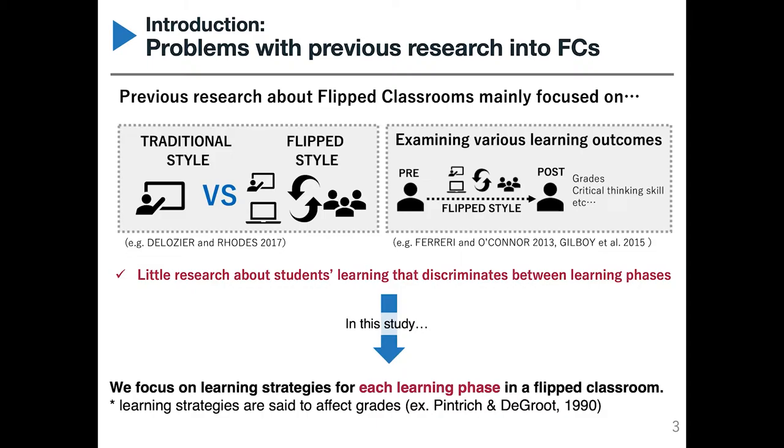But previous research mainly focused on comparing traditional teaching styles versus flipped teaching style, or comparing various learning outcomes. So there is little research on students' learning that discriminates between learning phases. Considering this distinction will explicate necessary spots in each learning phase in order to enhance students' understanding throughout the flipped classroom.